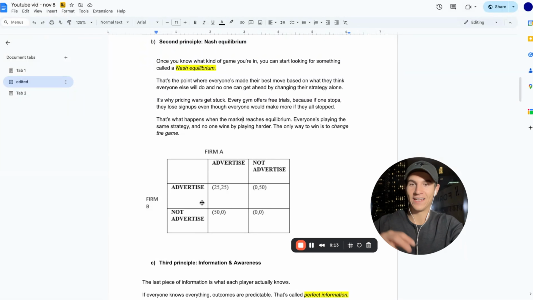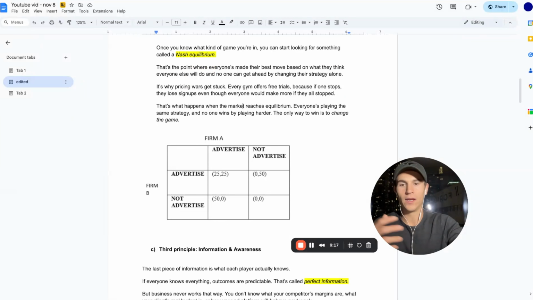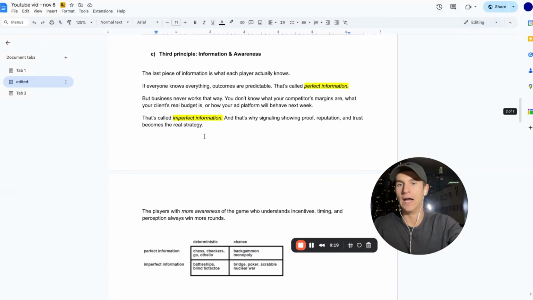So this is just one example of how you can understand Nash equilibrium a little bit more. And then the third principle of game theory, just for you guys to understand, is information and awareness. The last piece of information is what every player actually knows. So if everyone knows everything, outcomes are predictable, that's called perfect information. Okay, if everybody knows everything.